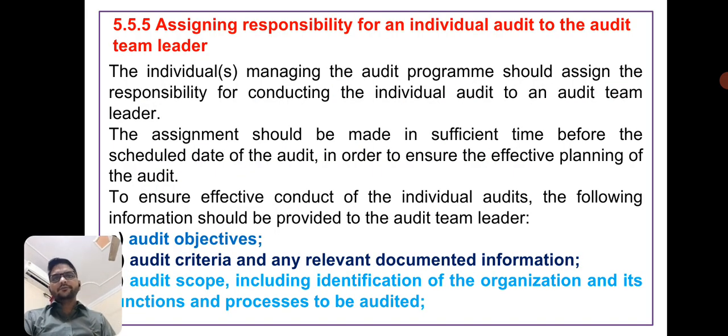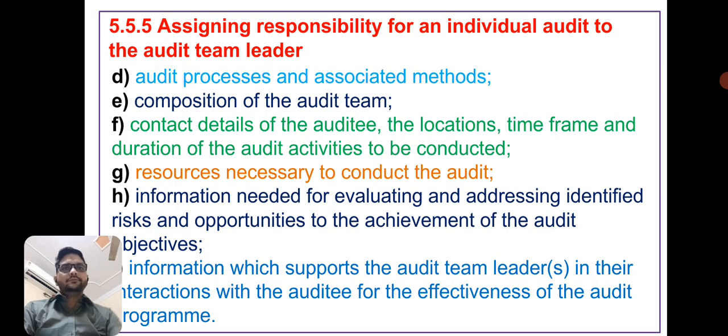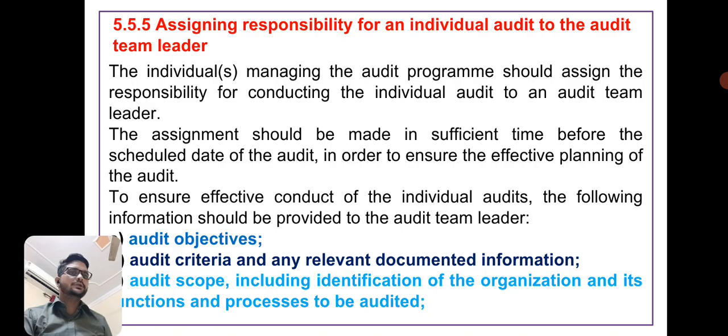Next clause is 5.5.5, that is assigning responsibility for an individual audit to the audit team leader. Means responsibility for an individual audit goes to the audit team leader. The individual managing the audit program should assign the responsibility for conducting the individual audit to the audit team leader. What are the responsibilities assigned? To ensure effective conduct of the individual audit, the following information should be provided to the audit team leader.